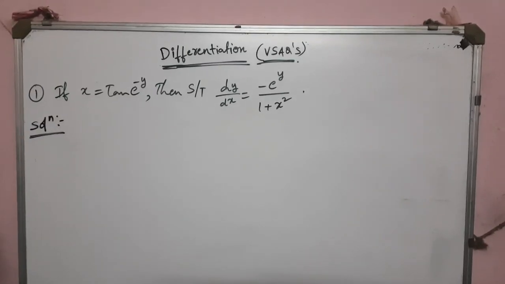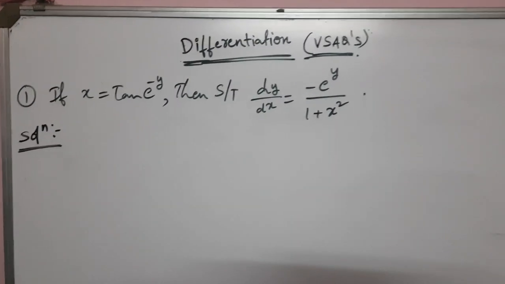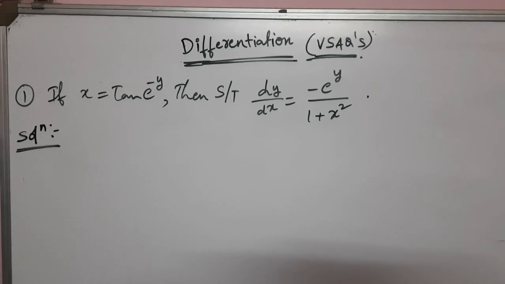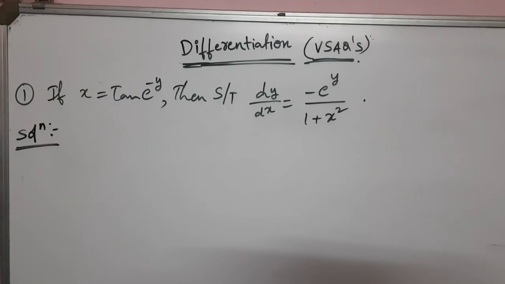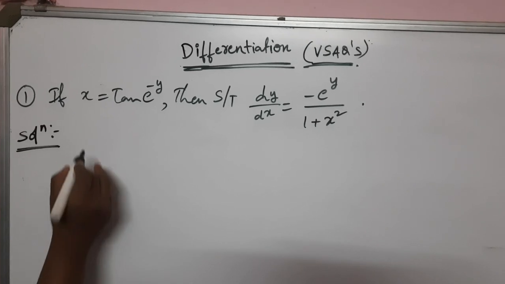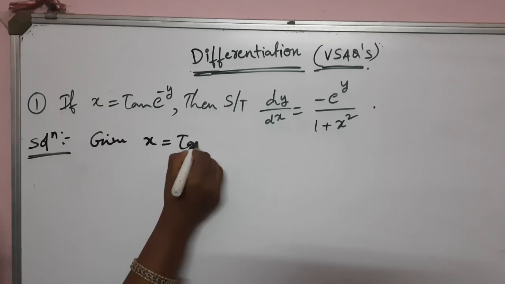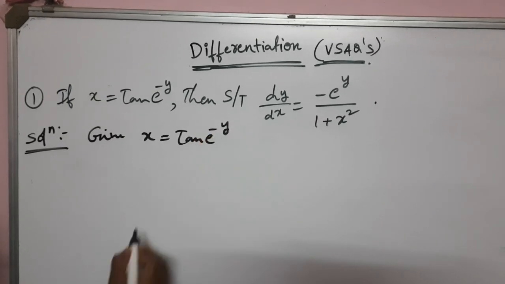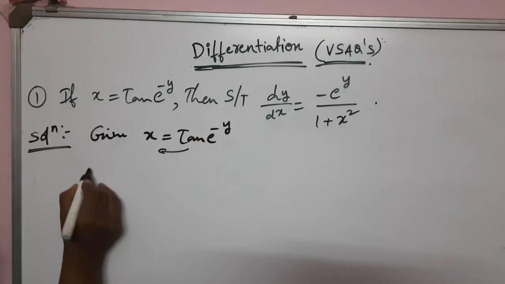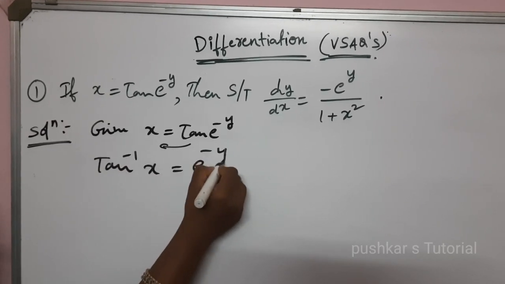Differentiation VSAQs. First problem. If x is equal to tan(e^(-y)), then show that dy/dx is equal to -e^y/(1+x²). So here, given x is equal to tan(e^(-y)). I am taking tan to the left side. It will be tan inverse x is equal to e^(-y).